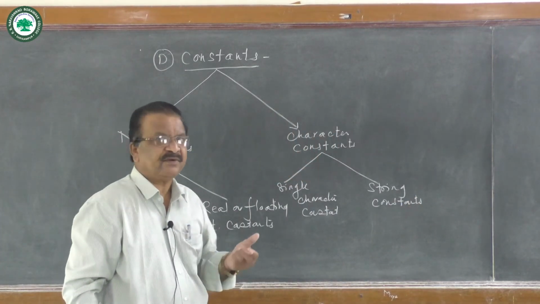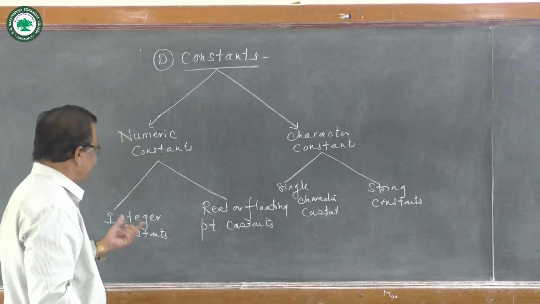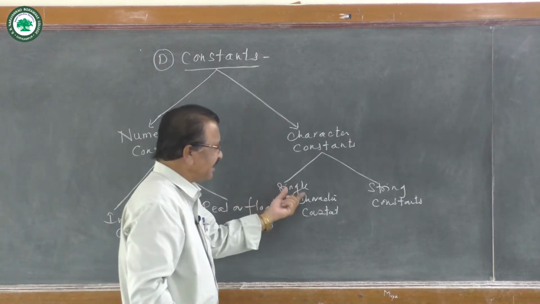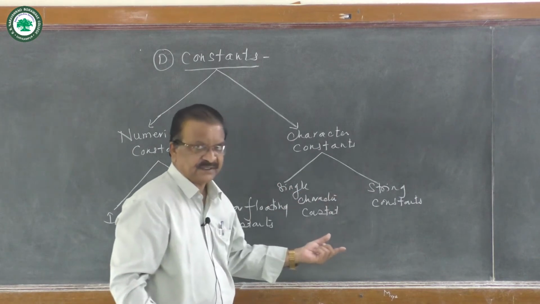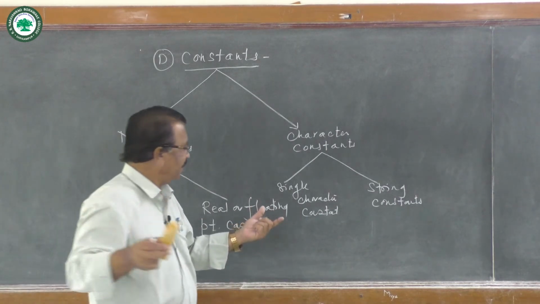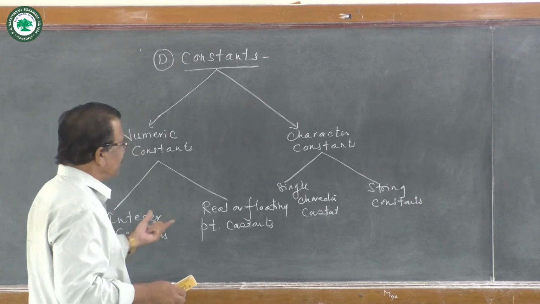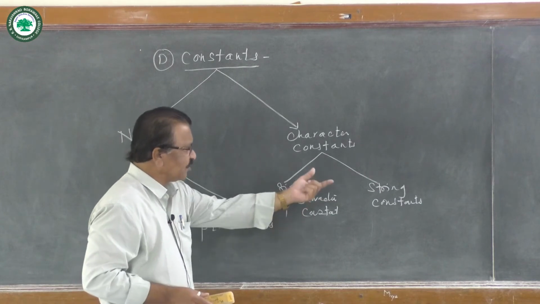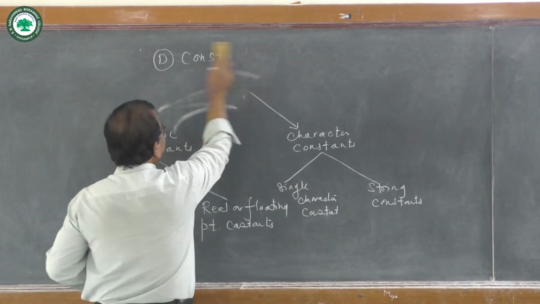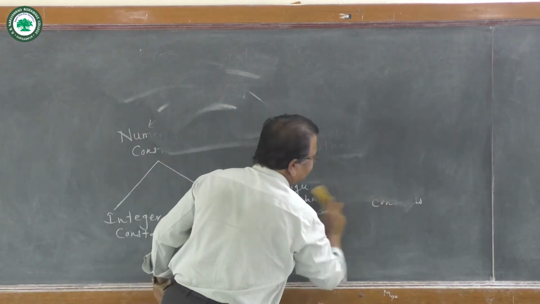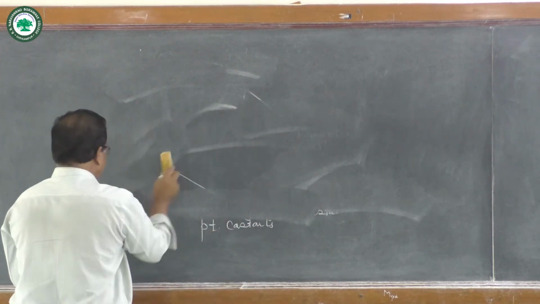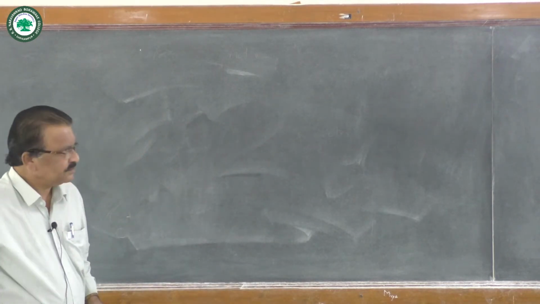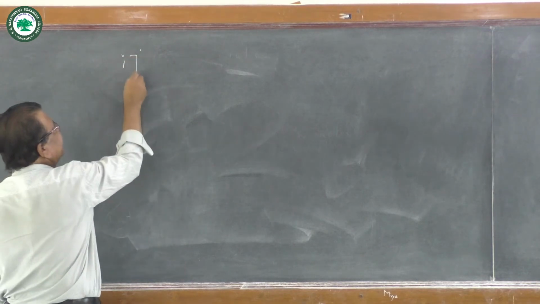So in C we have in all four types of constants: integer constants, real or floating point constants, single character constants and string constants. Let us see them one by one. First we will discuss integer constants, then real or floating point constants, then single character constant, and then string constants. First type of constants are integer constants.